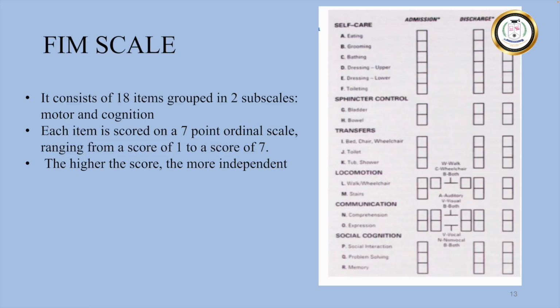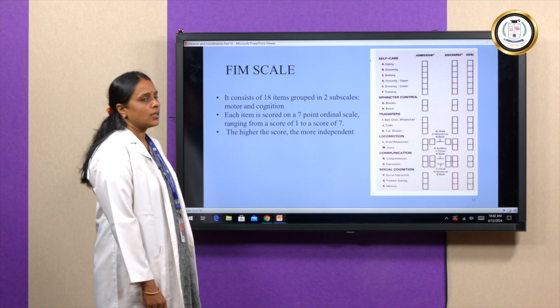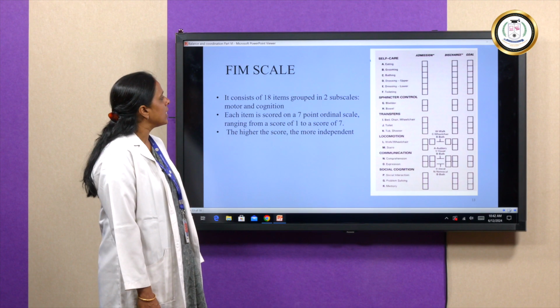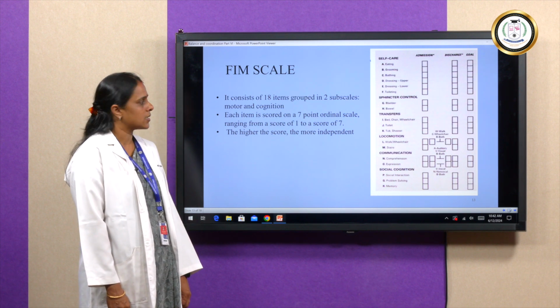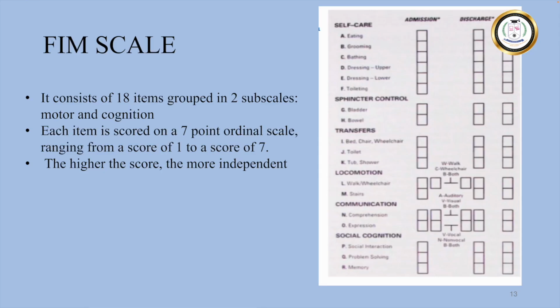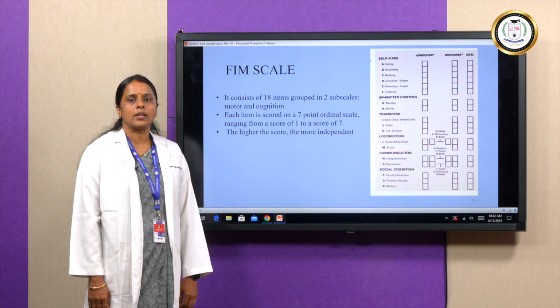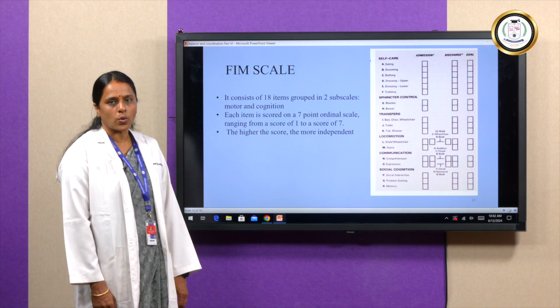And you can see there are different categories, like for example self-care, the activities like eating, grooming, bathing, dressing, toileting, these activities are there. Sphincter control, transfers, locomotion, communication, social cognition, all these components are being marked, and the total score is being taken.